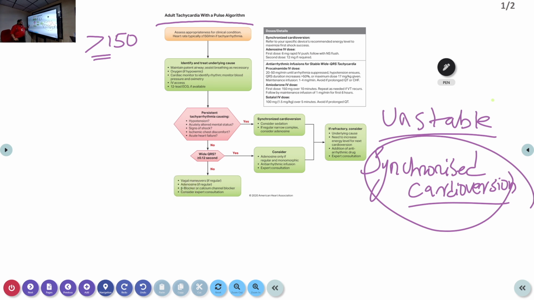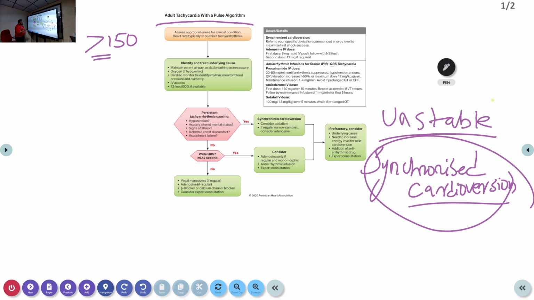Now the question arises, what is the joule amount of energy that you need to deliver? In defibrillation, it is very clear: it is the maximum joules, or 200 joules. But here, the patient is not in cardiac arrest; the patient is having an unstable tachycardia. So you have to remember that, you have to decide, and you have to go ahead with synchronized cardioversion.